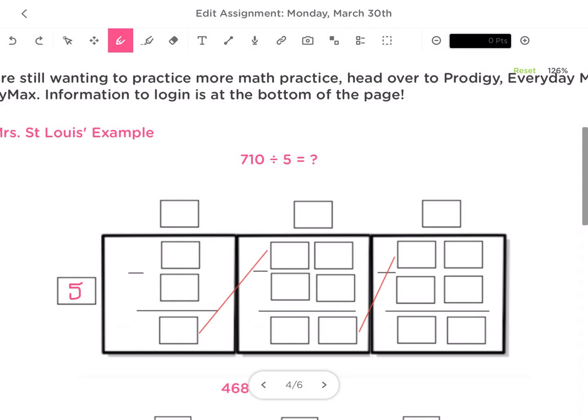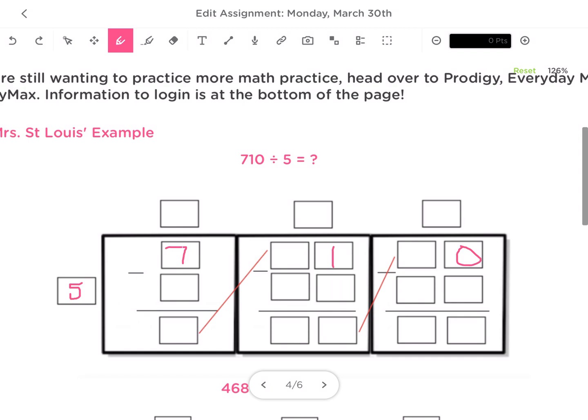Remember, you do not put it at the top of these boxes here, okay? This is where your answer is going. A lot of us struggled with that before we left for spring break. Remember, you put them inside of the box in the ones place for each of them, just like that. Okay, so you're going to do 710.